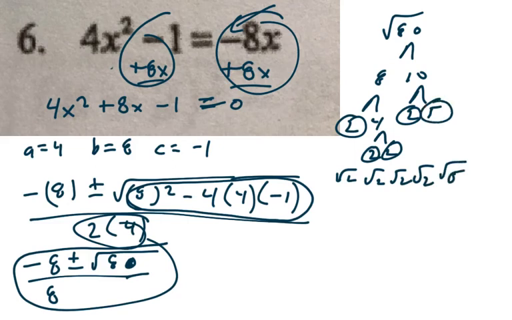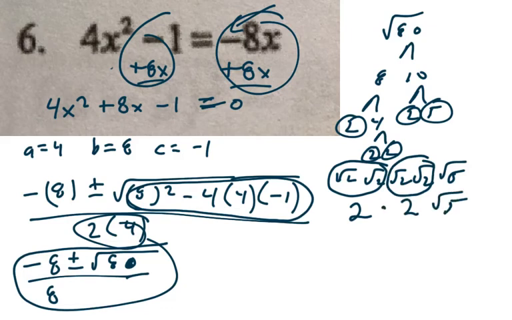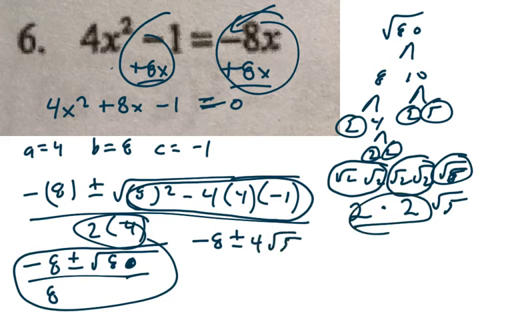Remember, these are all like baby square roots, right? But any two of them make a regular number. So in this case, these square root 2's come together and make regular 2's. And we have that extra square root of 5 that doesn't match anything, right? So guys, here is actually the answer your teacher is going to want: negative 8 plus or minus 2 times 2 is 4 square root of 5, over 8.